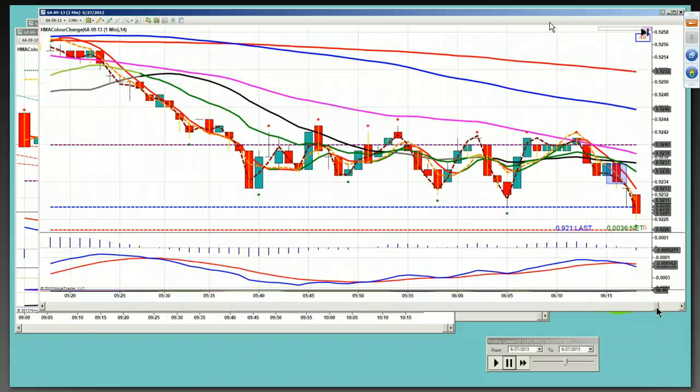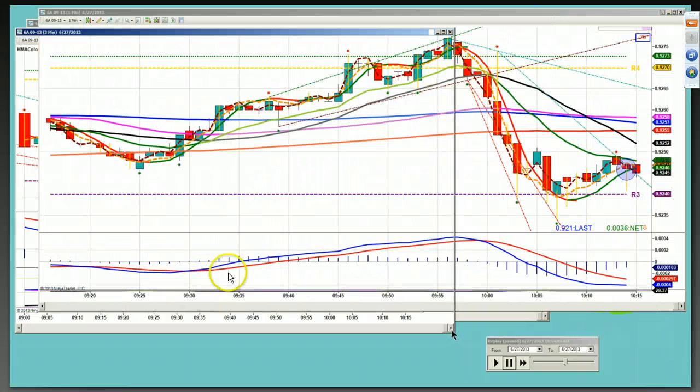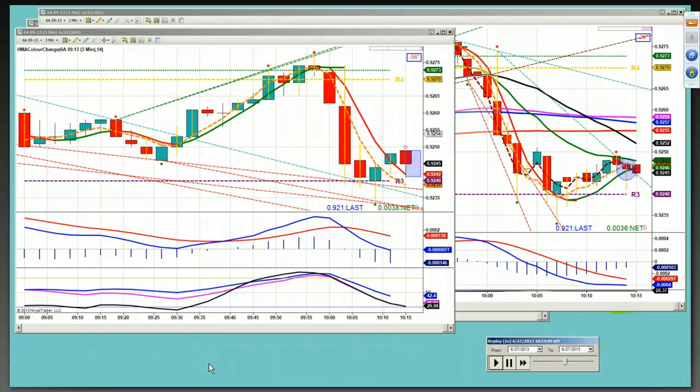And the fact that it's not already there below means you can't take it. See, sometimes it goes, but then it still turns around. So I'm looking for something like this, and this isn't it. So I'm not entering short here. Now watch it develop here.